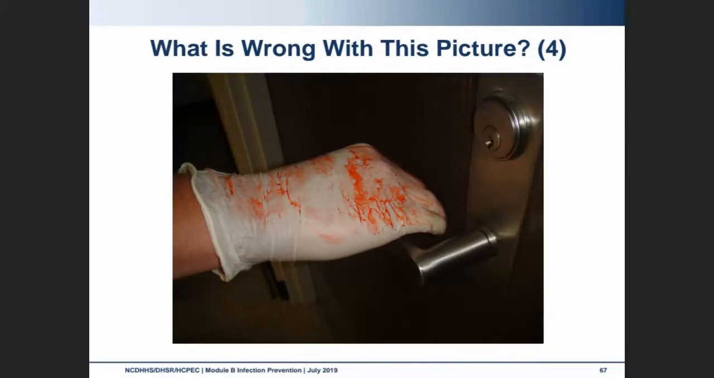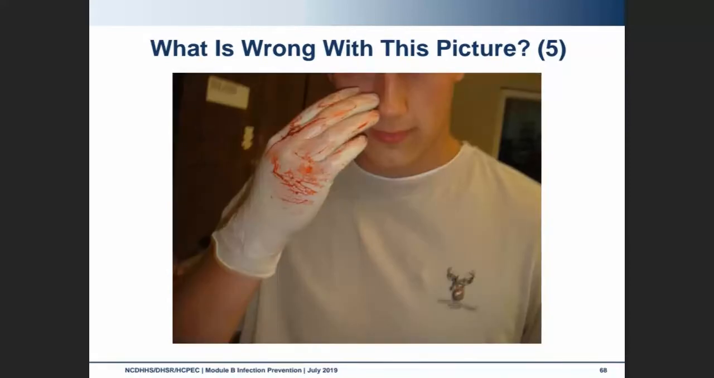This image, this person is wearing a contaminated glove and touching different surfaces. In this image, this contaminated glove is being brought up to this person's face, which is not a good idea. And that actually concludes our lecture on infection prevention, Module B.